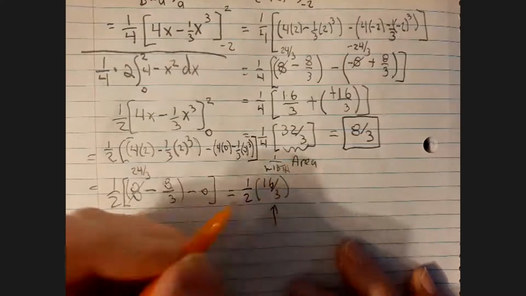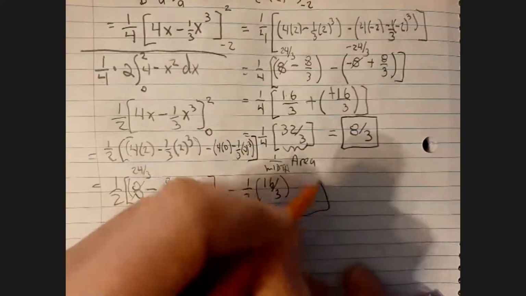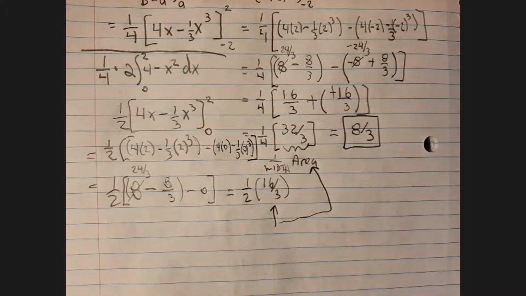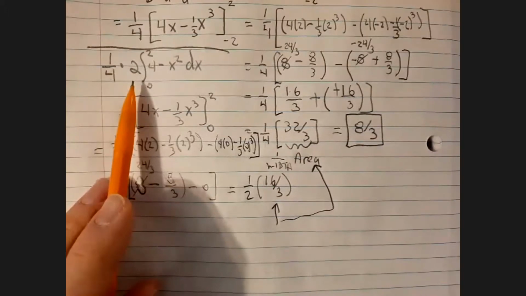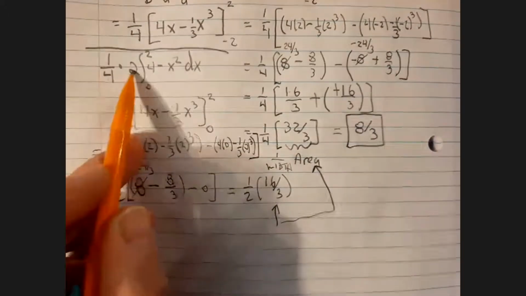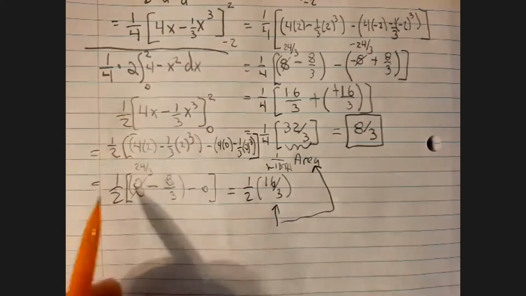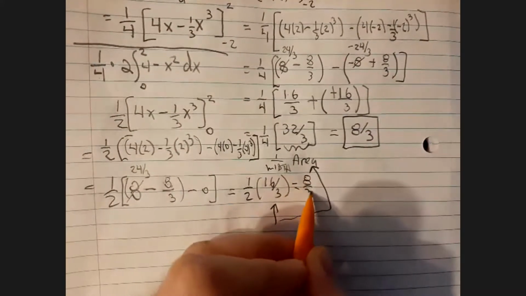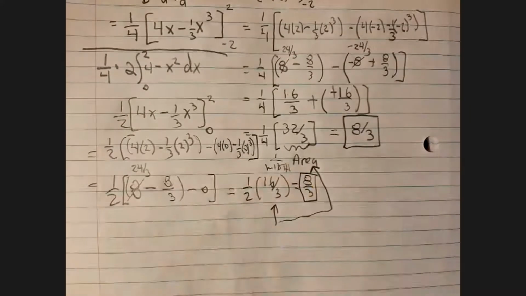Now look, 16 thirds is half of what we got previously for the area. Remember, we just got the area from 0 to 2, so it should be half of the area from -2 to 2. Okay, and that's why we multiplied by 2 up here. Now that 2 canceled with the 1/4, so now at the end we're only multiplying by 1/2, and you still get 8 thirds as your final answer there.